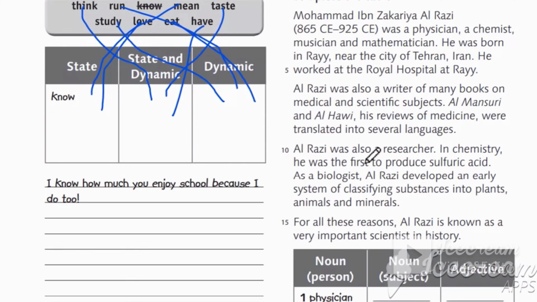Al-Razi was also a researcher in chemistry. He was the first to produce sulfuric acid. As a biologist, Al-Razi developed an early system of classifying substances into plants, animals and minerals. For all these reasons, Al-Razi was known as a very important scientist in history.